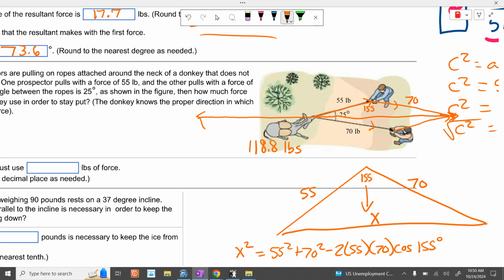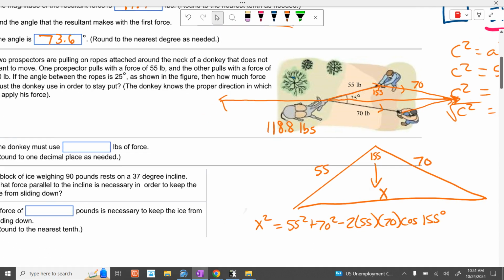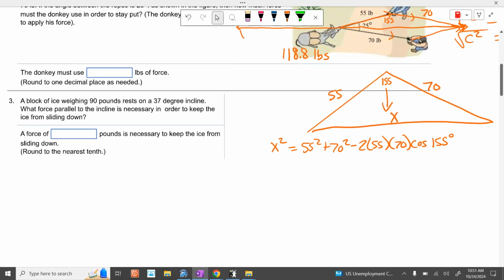Now, if the prospectors were smart, they would line up in a straight line. If they would line up in a straight line and both be pulling the same direction, they'd have 125 pounds of force. But by making an angle in between each other, they lose about 6.2 pounds of force, because they're not going in a straight line. And that donkey, he's just being an angle side and not moving anywhere. So, all right. So that's how you do the donkey problem.